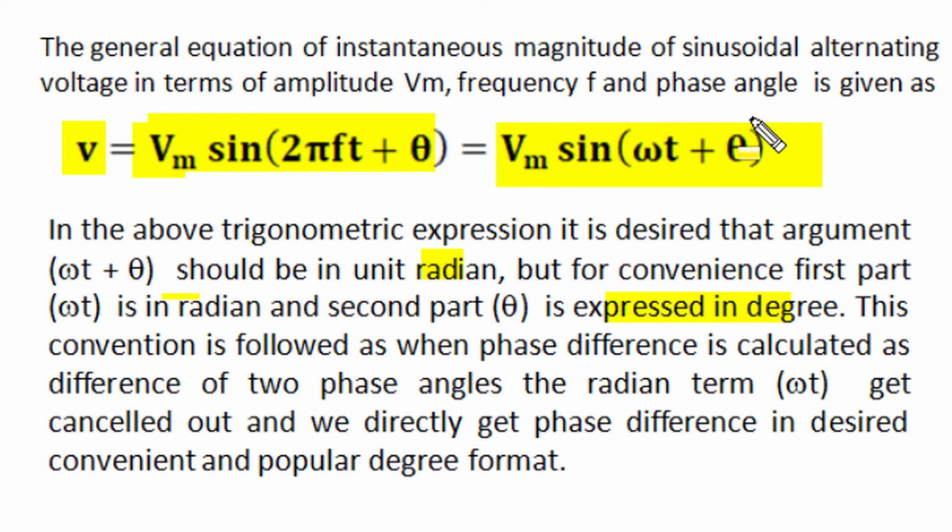This convenience is followed because most of the time we have to find the difference of phase between two sinusoidal quantities of the same angular frequency, and when the difference is considered, this common term omega t gets cancelled out and we get the phase difference directly in degree if phases are expressed in degree unit. So for that convenience, phases are often expressed in degree format.